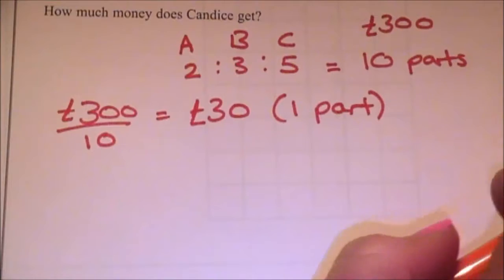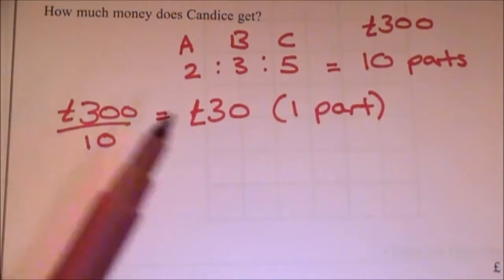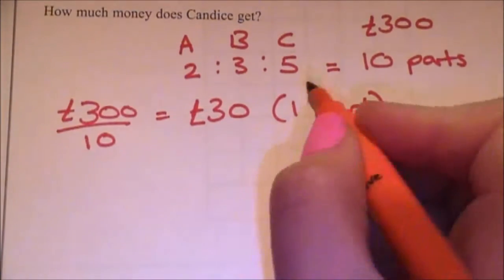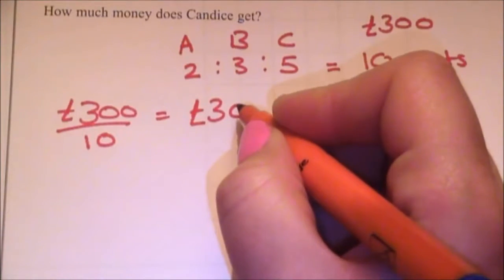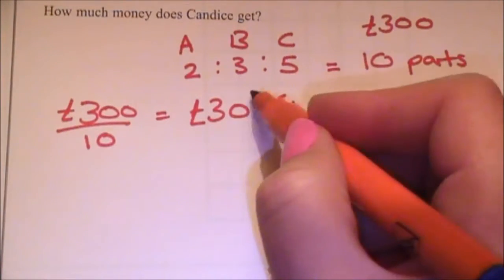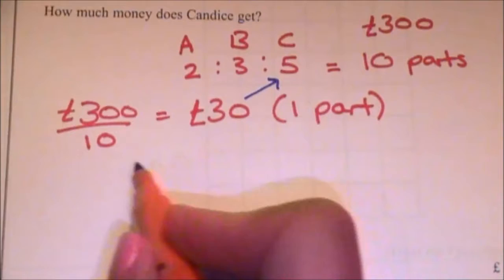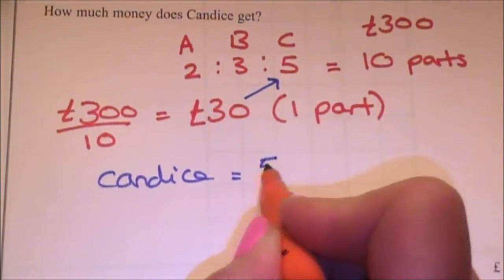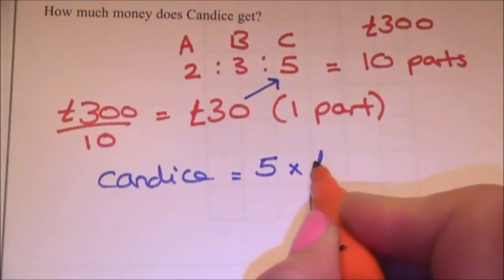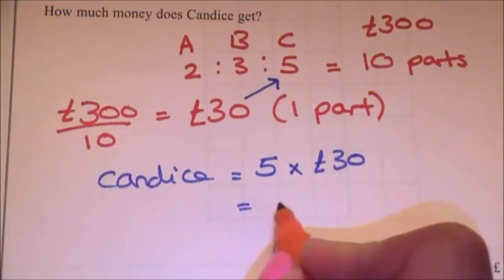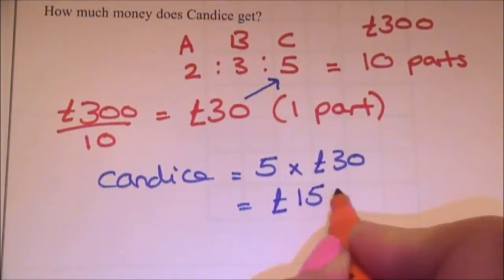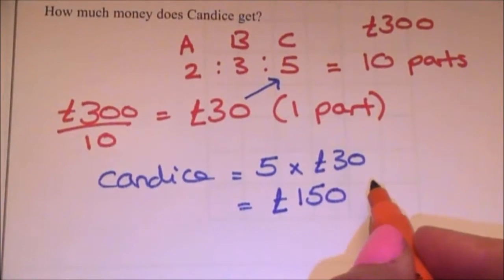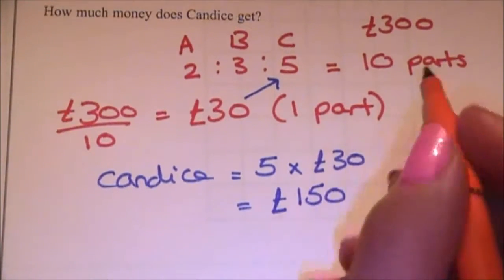Now the question is asking, how much money does Candice get? Now if 1 part is worth £30 and Candice gets 5 parts, we're looking at Candice getting 5 lots of £30. So Candice gets £150.